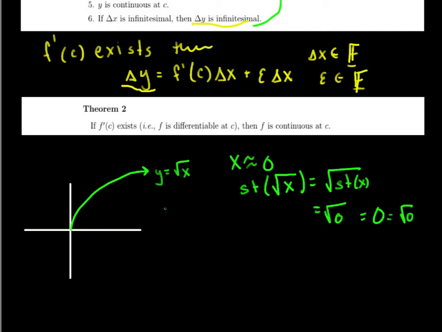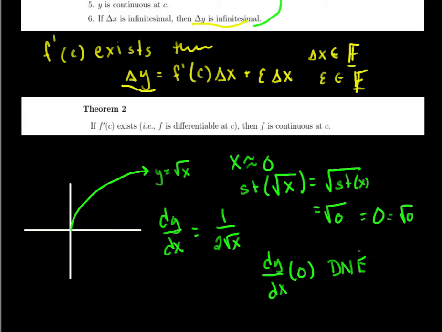However, if we take its derivative, dy/dx is equal to 1 over 2 square root of x. And that means that dy/dx at 0 does not exist, because we would be dividing by 0. So we've got a function that is continuous at 0, but not differentiable at 0. Keep in mind that this theorem only goes one way: if it's differentiable, then it must be continuous, but if it's continuous, it might not be differentiable.